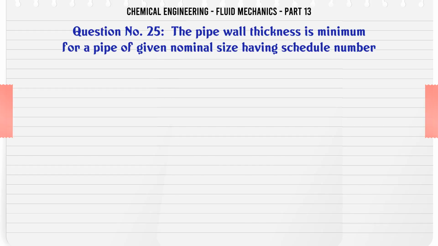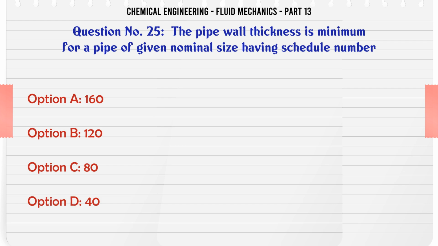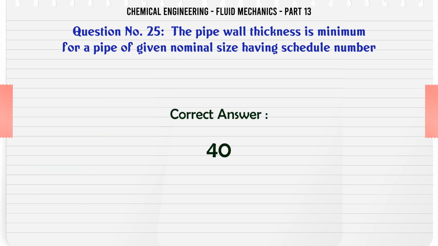The pipe wall thickness is minimum for a pipe of given nominal size having schedule number A. 160. B. 120. C. 80. D. 40. The correct answer is 40.